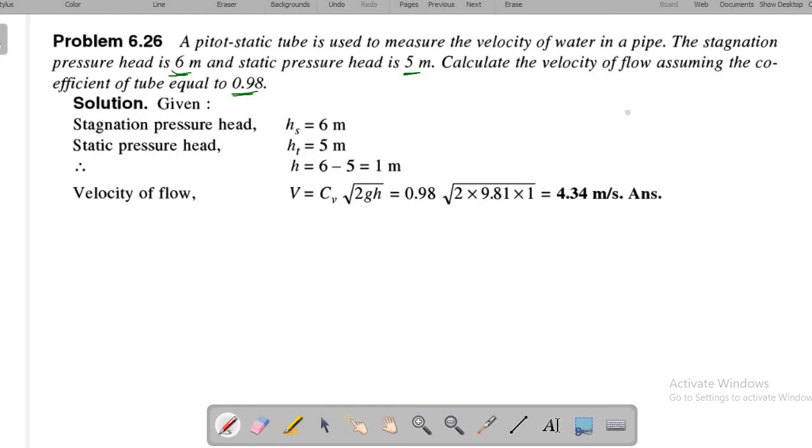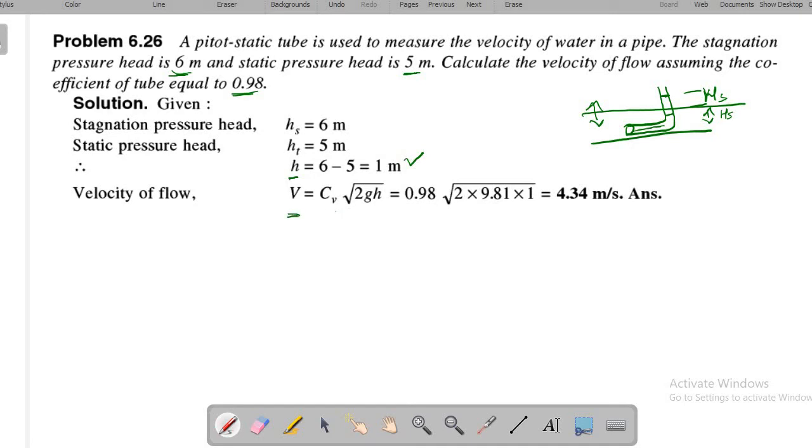I will tell you what is this stagnation pressure and static pressure. A tube will be connected like this, right? Sorry, it's not a U-tube manometer, it's just the pitot tube. It will be having readings like this. Here to here, this is what we call the static pressure. Here to here, this is what we call stagnation pressure. The difference between stagnation pressure and static pressure, we will get as the difference in head. That is 6 minus 5, we are getting it as 1.